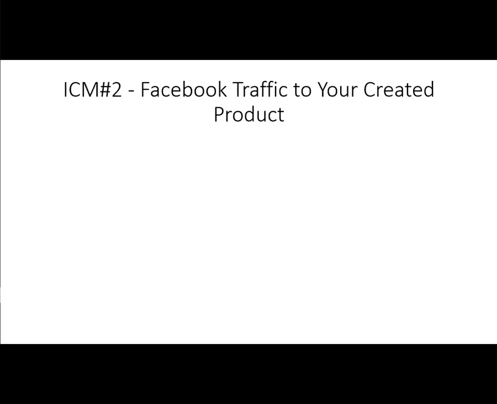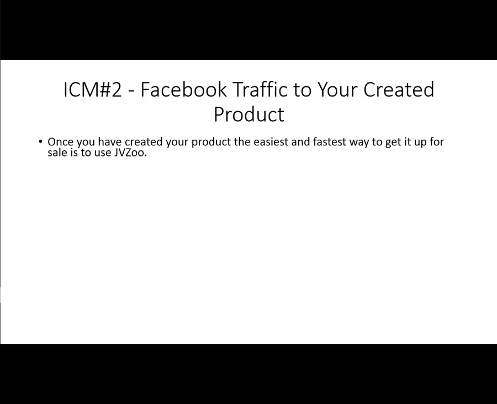Instant cash method 2, Facebook traffic to your created product. Once you've created your product, the easiest and fastest way to get it up for sale is to use JVZoo for your entire process. I'll show you what that means here in a minute.